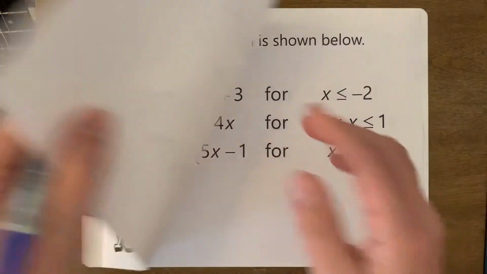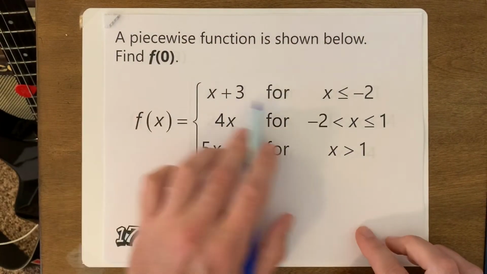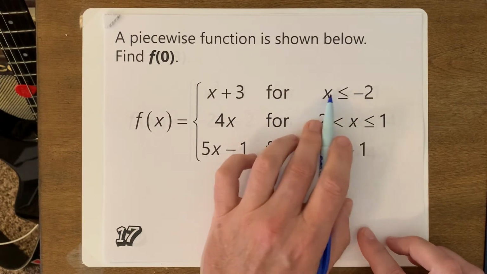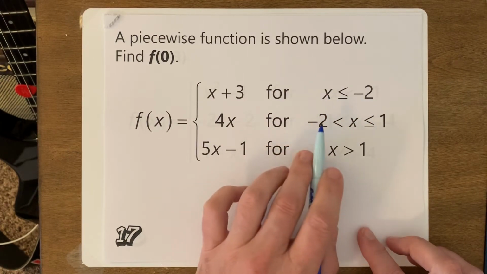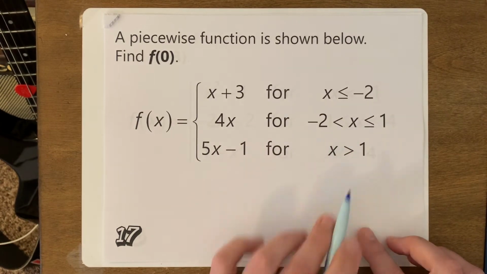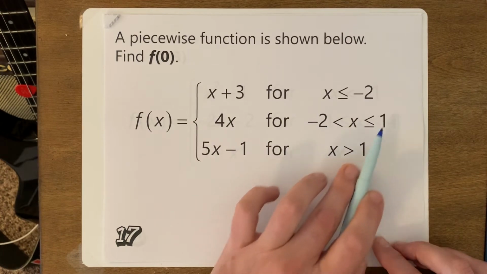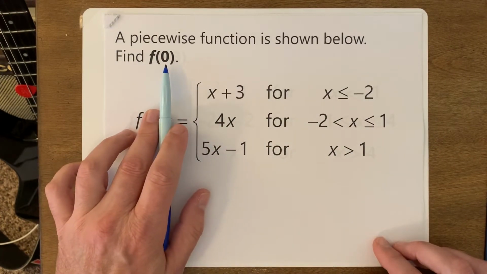All right, in this one, we have 3 pieces. And so it's been split a couple times. X is less than or equal to -2, -2 less than x less than or equal to 1, and x greater than 1. So it looks like we have 2 splits. One split is at -2, and the other split is at 1. We want to find out what f of 0 is.